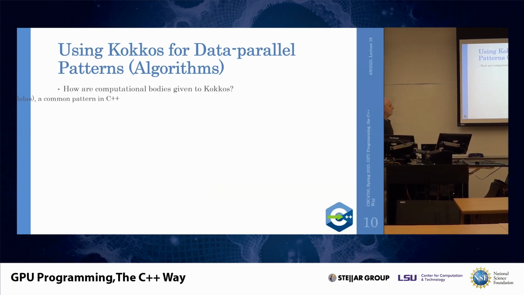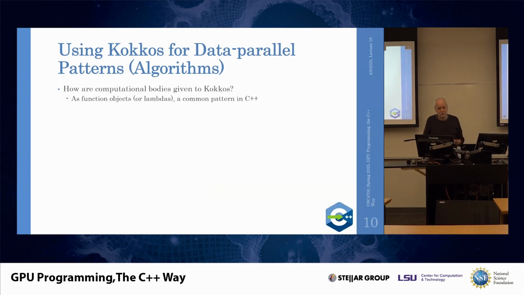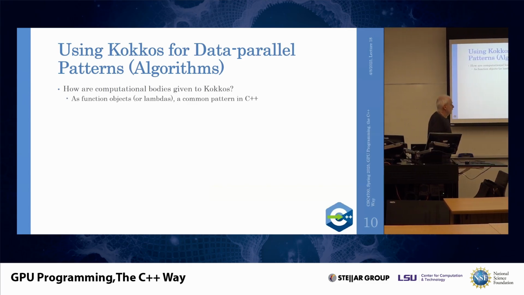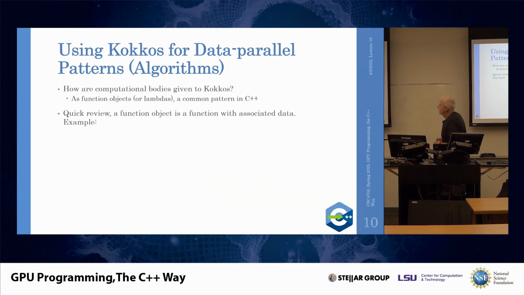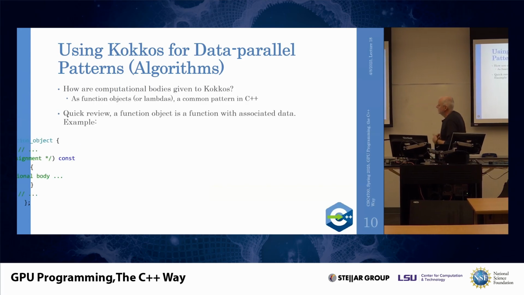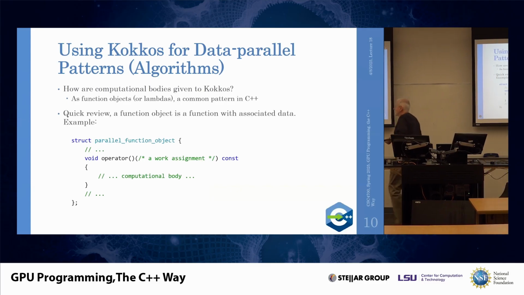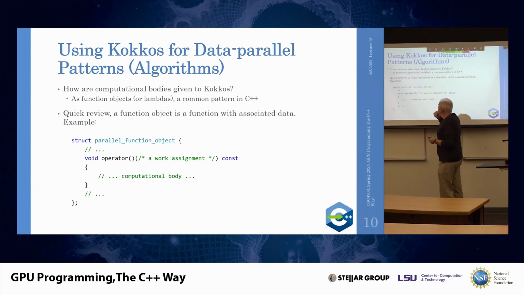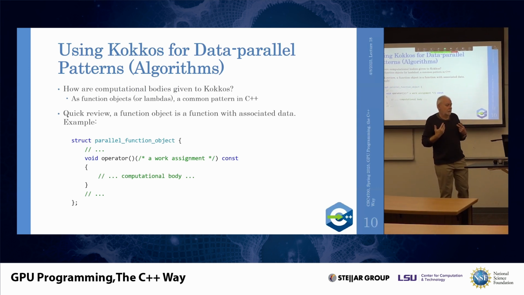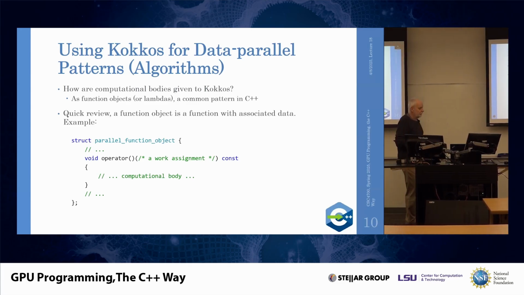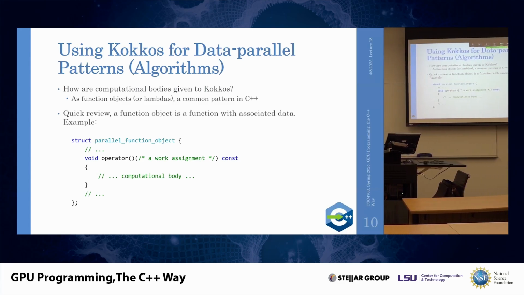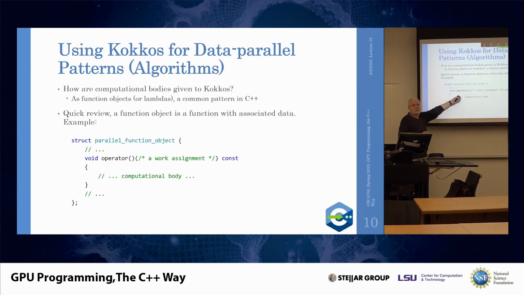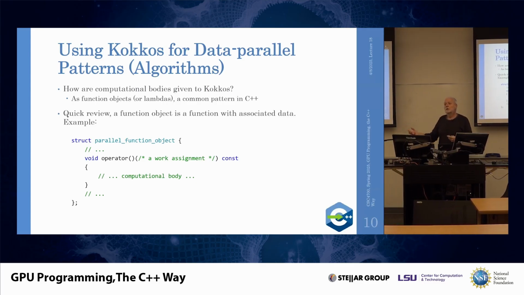So how do we give the computational bodies to Kokkos? Well, same as before, we use function objects, which is a very common pattern in C++. We have been using it in these lectures many times. So let's review that just to give you an example. A function object is an arbitrary C++ type that has an overloaded function operator. It's the operator parenthesis, and if a type has that operator defined, that means that any instance of that type can be invoked as if it was a function. And whenever it is being invoked, this operator is used as the body of that invocation of that function.